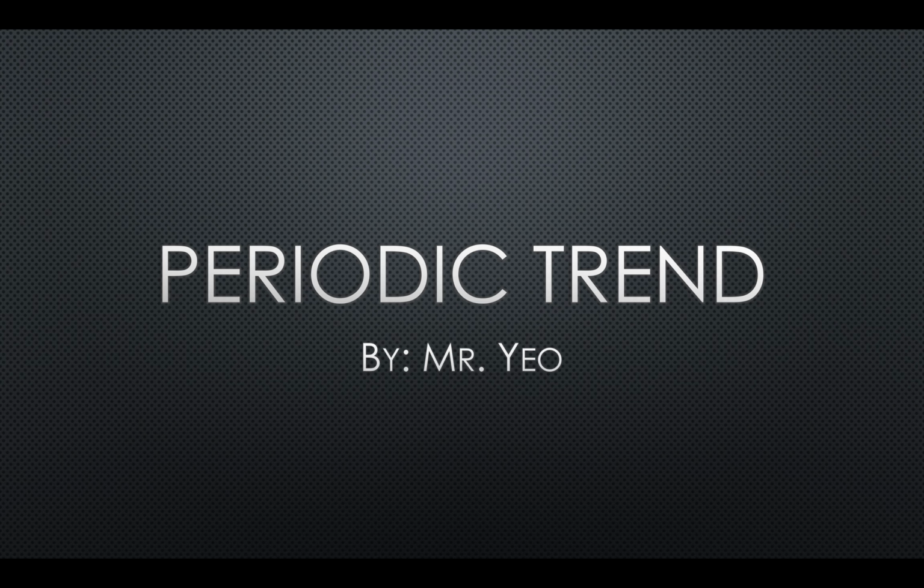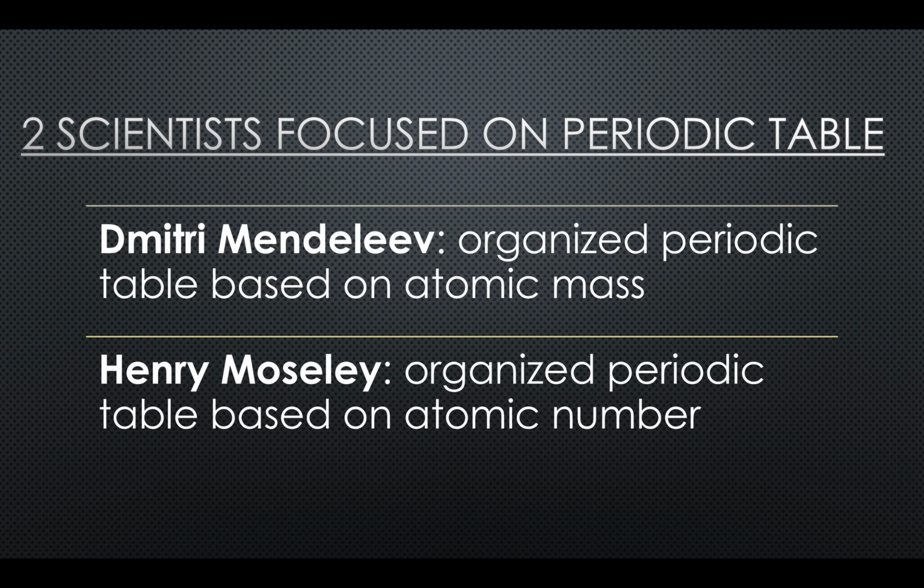Before we move on to the periodic trends, we must understand two things: the scientists who created the periodic table and how to use the periodic table. So let's begin. First, we have two scientists that we have to focus on: Dmitri Mendeleev and Henry Moseley.